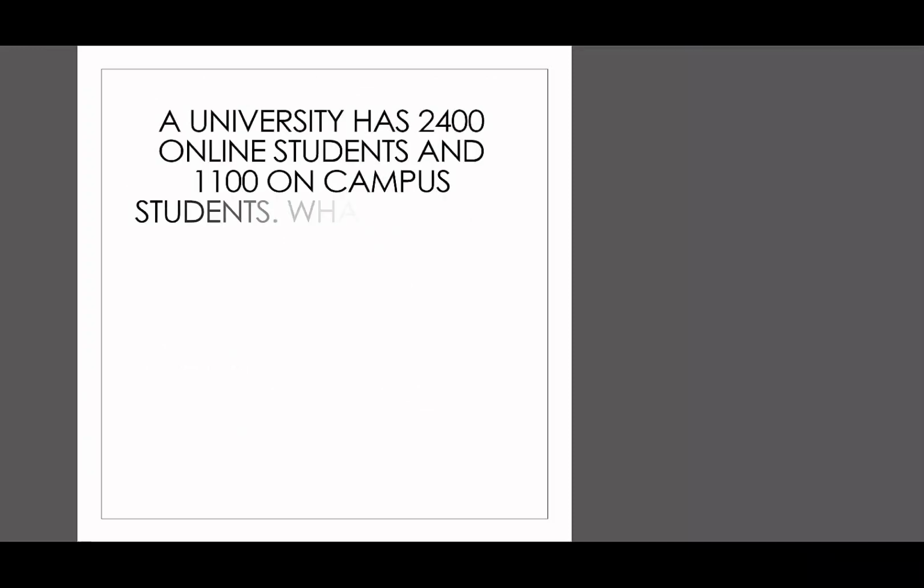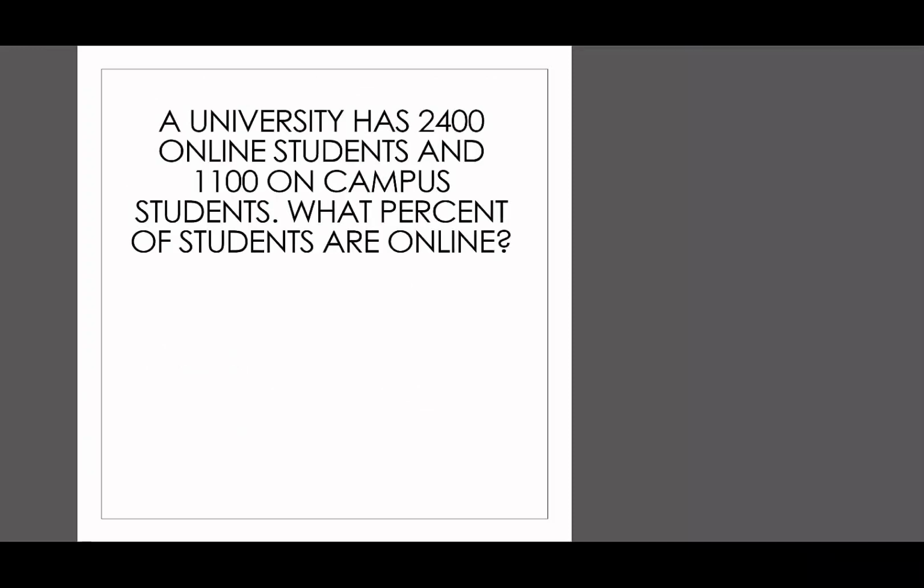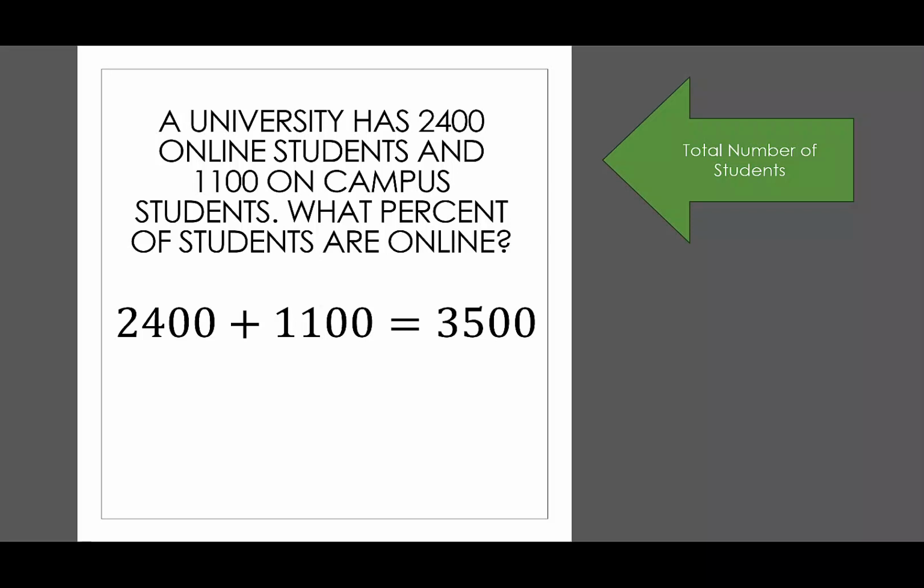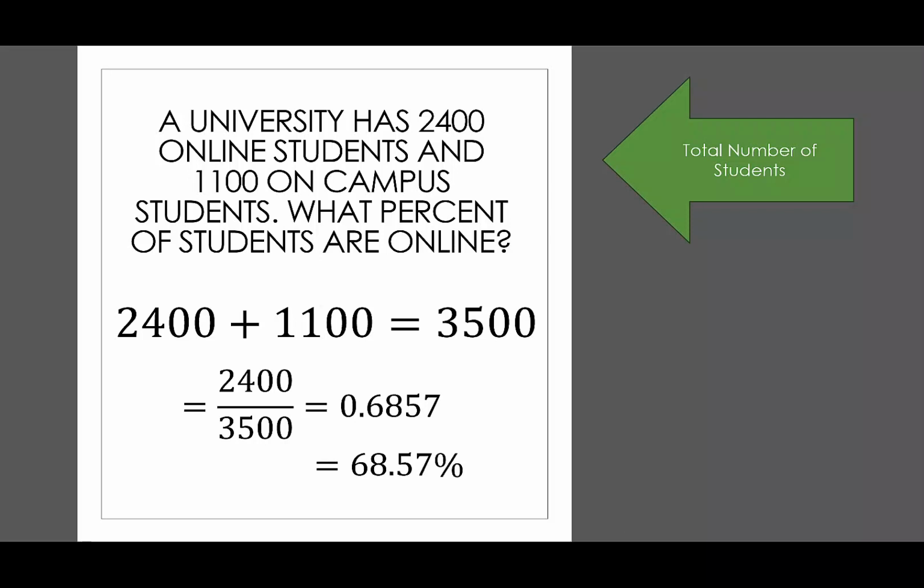Our next problem says a university has 2,400 online students and 1,100 on-campus students. What percent of students are online? This time, we don't know the total number of students, so our first step is going to be to add 2,400 and 1,100 to get our total of 3,500. Now we can put the part of 2,400 over the whole of 3,500. That gives us 0.6857, which is equal to 68.57%.